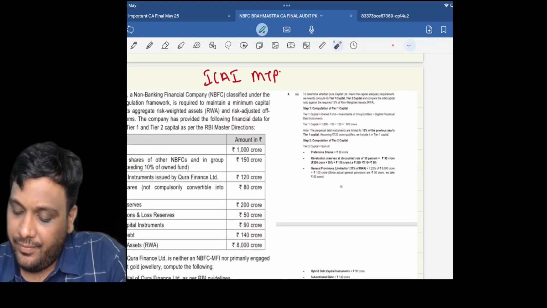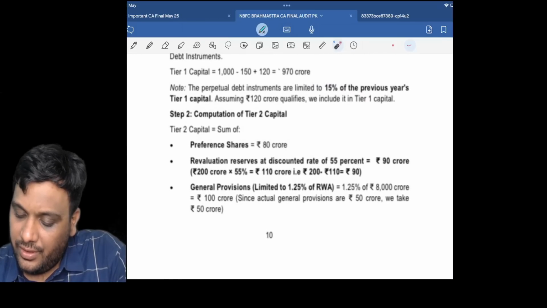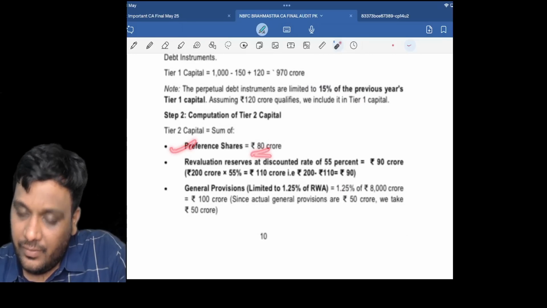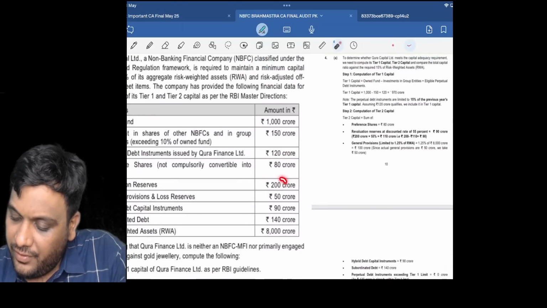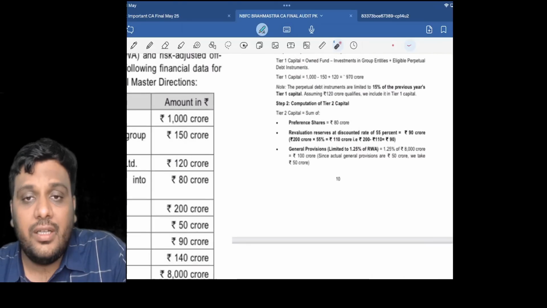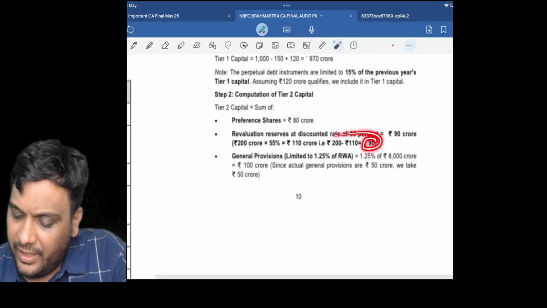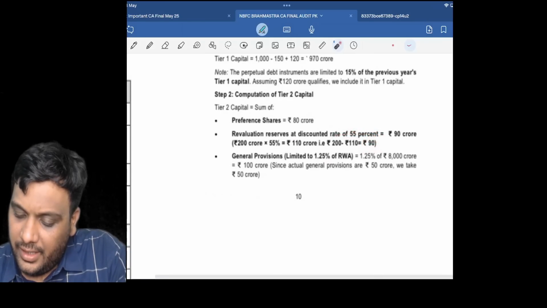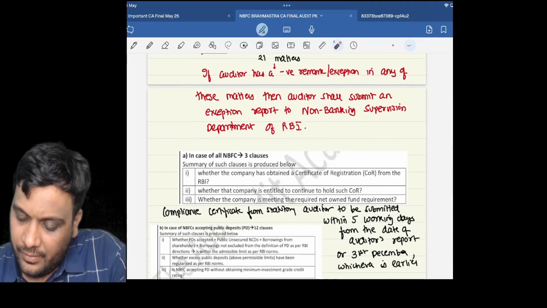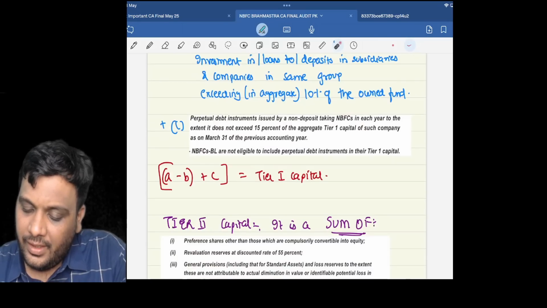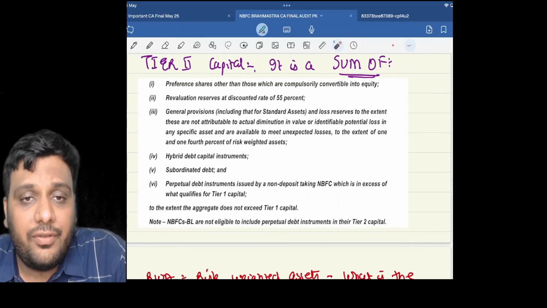Look at this. Tier 2 capital. They have given preference shares 80 crores. Revaluation reserve, though it is not allowed in tier 1, is 200 crores; they have subtracted 55% and considered it 90 crores, as you can see over here. So please be very, very careful, my dear friend, for tier 1 and tier 2 capital. We go back. Tier 2 capital, revaluation reserves at discounted rate of 55%.